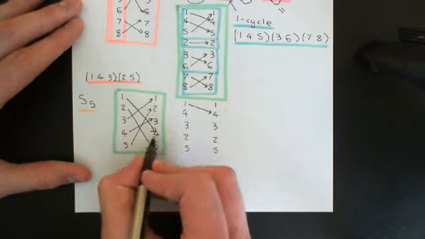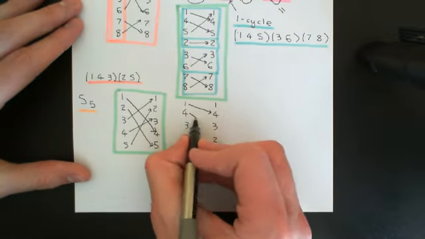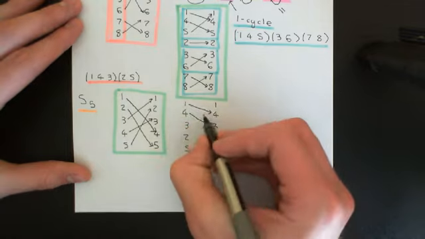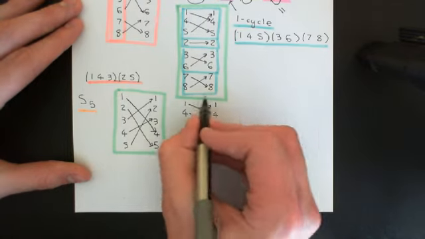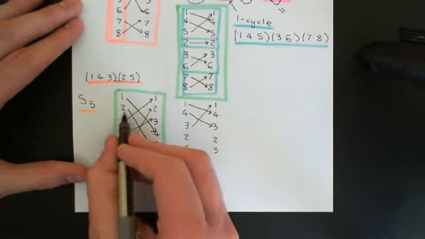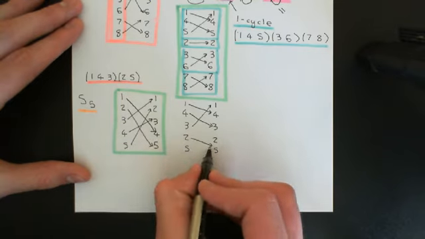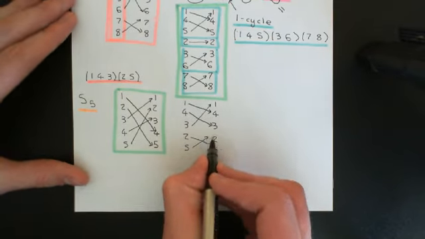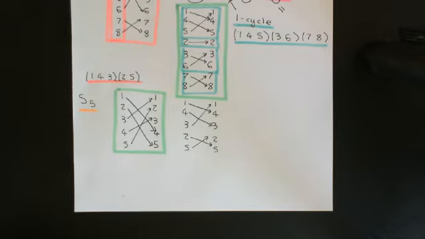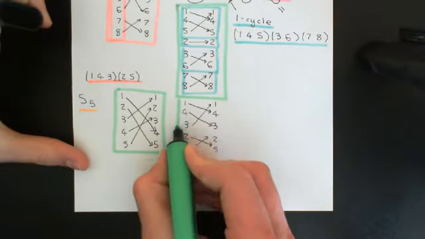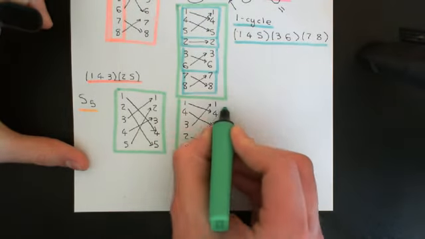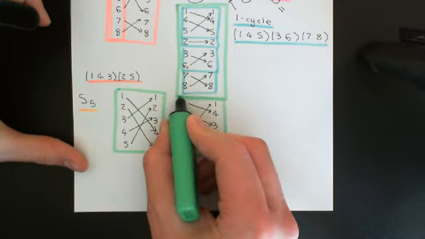1 is being sent onto 4, 4 is sent onto 3, 3 is sent onto 1, okay, so a nice 3 cycle there. Okay, 2 is going to be sent onto 5, and 5 is going to be sent onto 2, a nice 2 cycle there. Okay, so here then is my set permutation written in this nicer way.